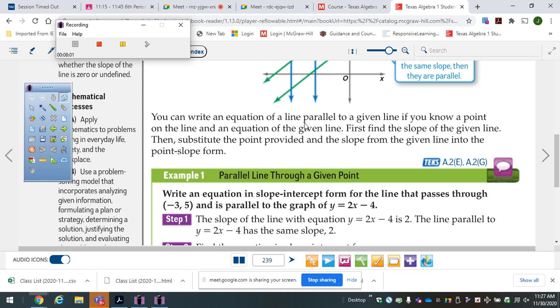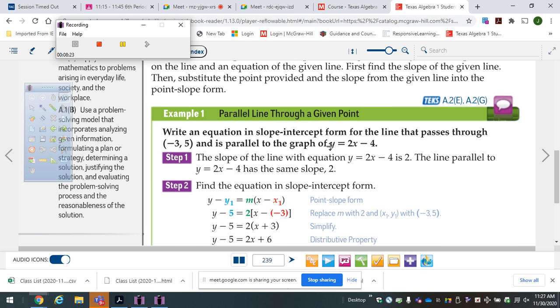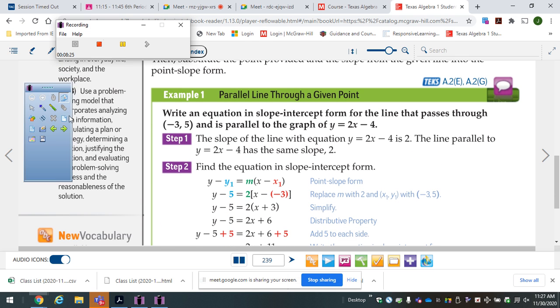You can write an equation of a line parallel to a given line if you know a point on the line and an equation of a given line. First, find the slope. Okay, first thing you need to find the slope because you want them to be parallel, so they have to have the same slope of the given line. Then substitute the point provided and the slope from the given line into the point-slope form. Okay, so basically it's saying this.